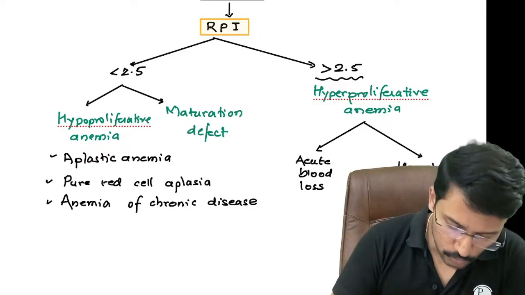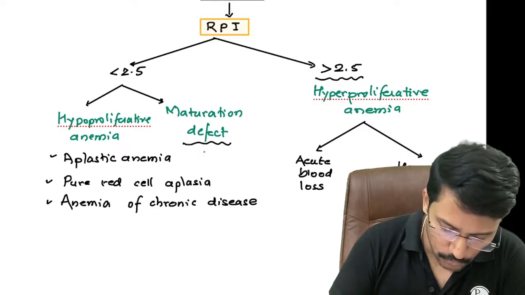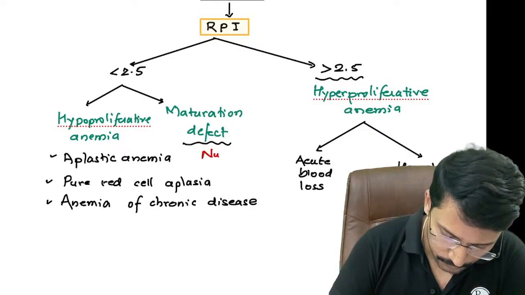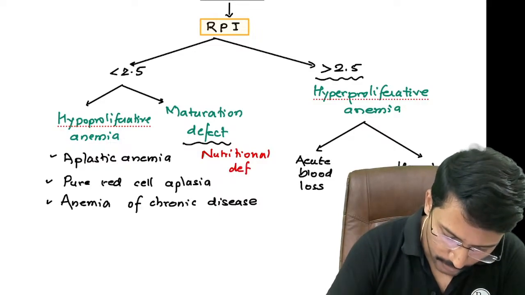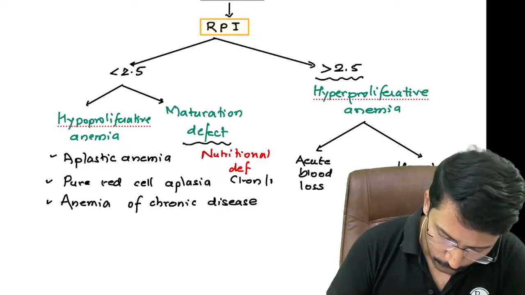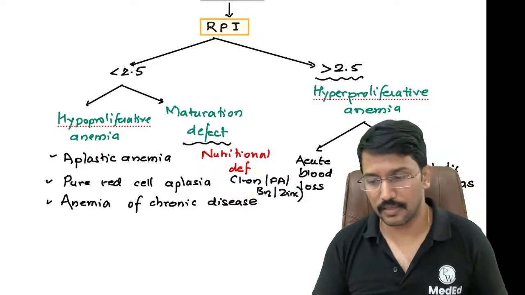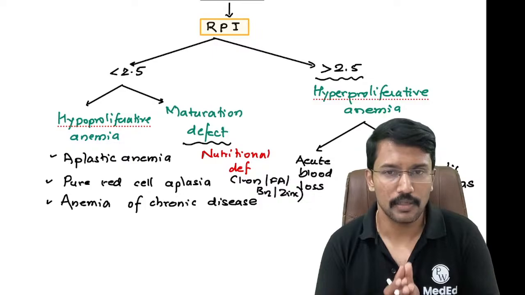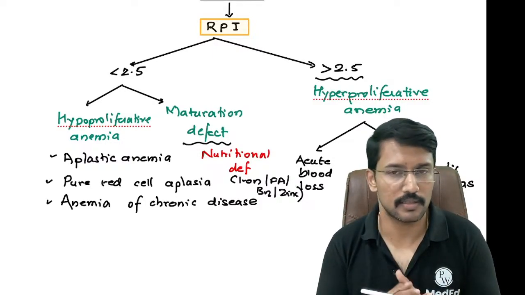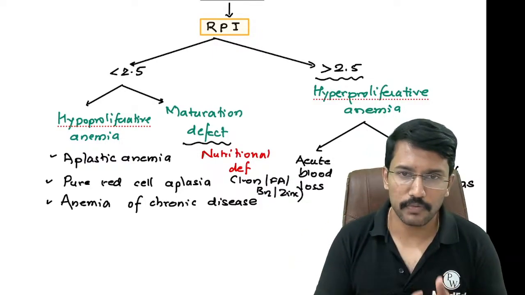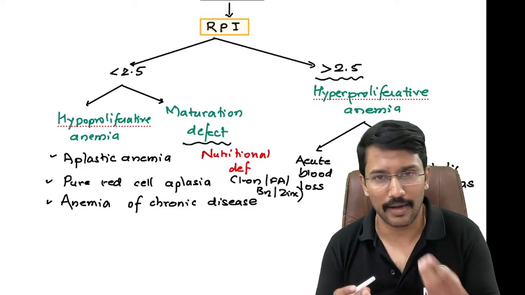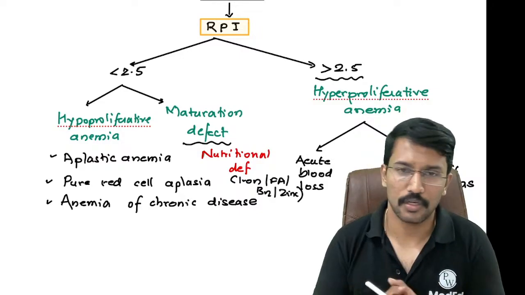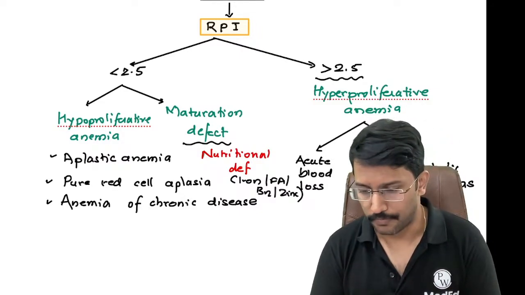Okay. Now when it comes to maturation defects, they are generally because of nutritional deficiencies, like for example iron, folic acid, B12 or zinc, right? These are the essential nutrients required for the formation of hemoglobin and proper synthesis and maturation of RBCs. So if you have B12 deficiency, iron deficiency, folic acid deficiency or zinc deficiency, you can develop anemia where your reticulocyte production index will be less than 2.5.